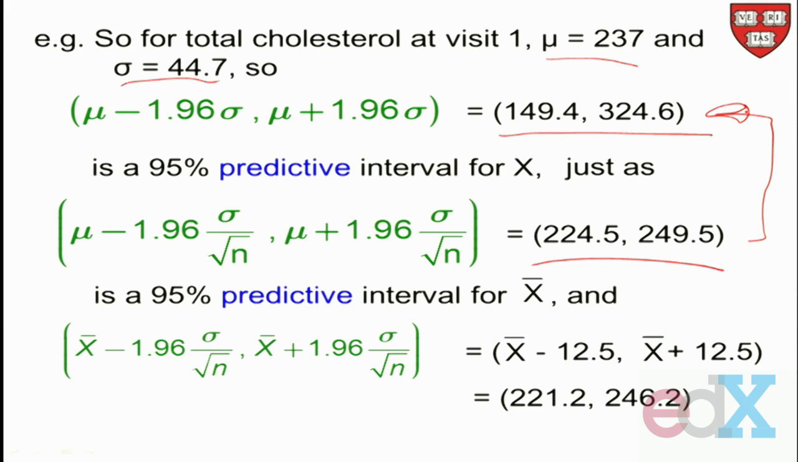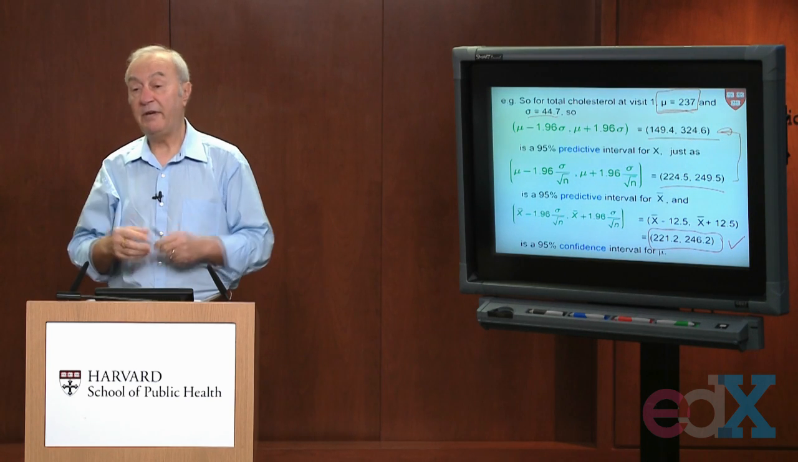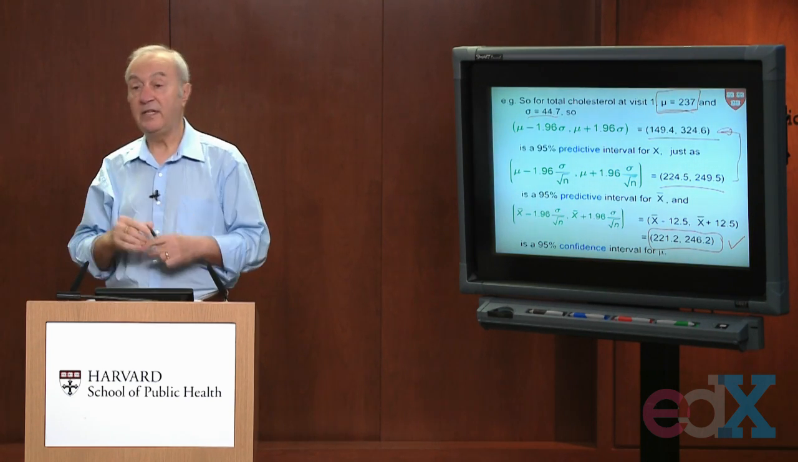And then here we have the confidence interval for mu. So the confidence interval in this case is 221.2 to 246.2. In this case, we're successful because mu of 237 is covered by this interval. So in this case, we got boing, we covered it. So we're in the 95%. We didn't hit the 5%.